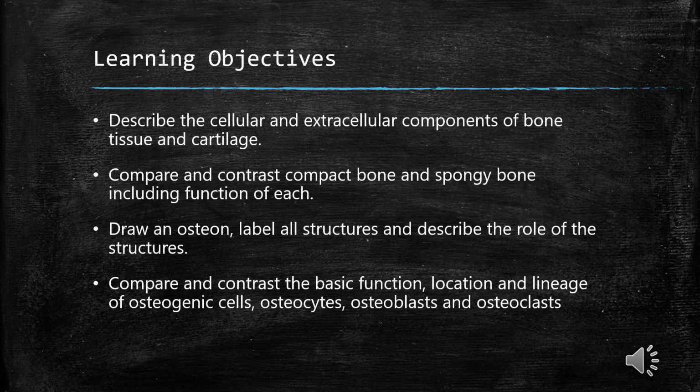The learning objectives are to describe the cellular and extracellular components of bone tissue and cartilage, compare and contrast compact bone and spongy bone, including the function of each, draw an osteon, label all structures and describe the role of the structures, compare and contrast the basic function, location, and lineage of osteogenic cells, osteocytes, osteoblasts, and osteoclasts.